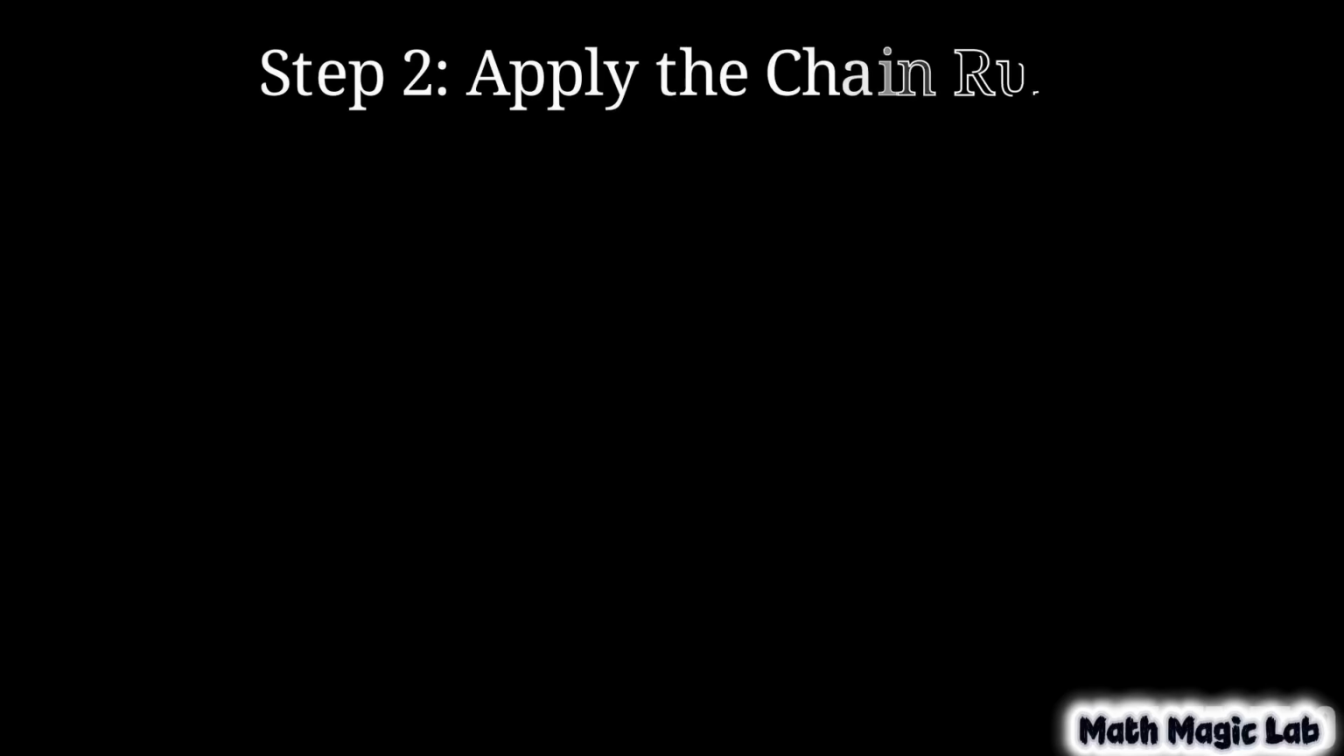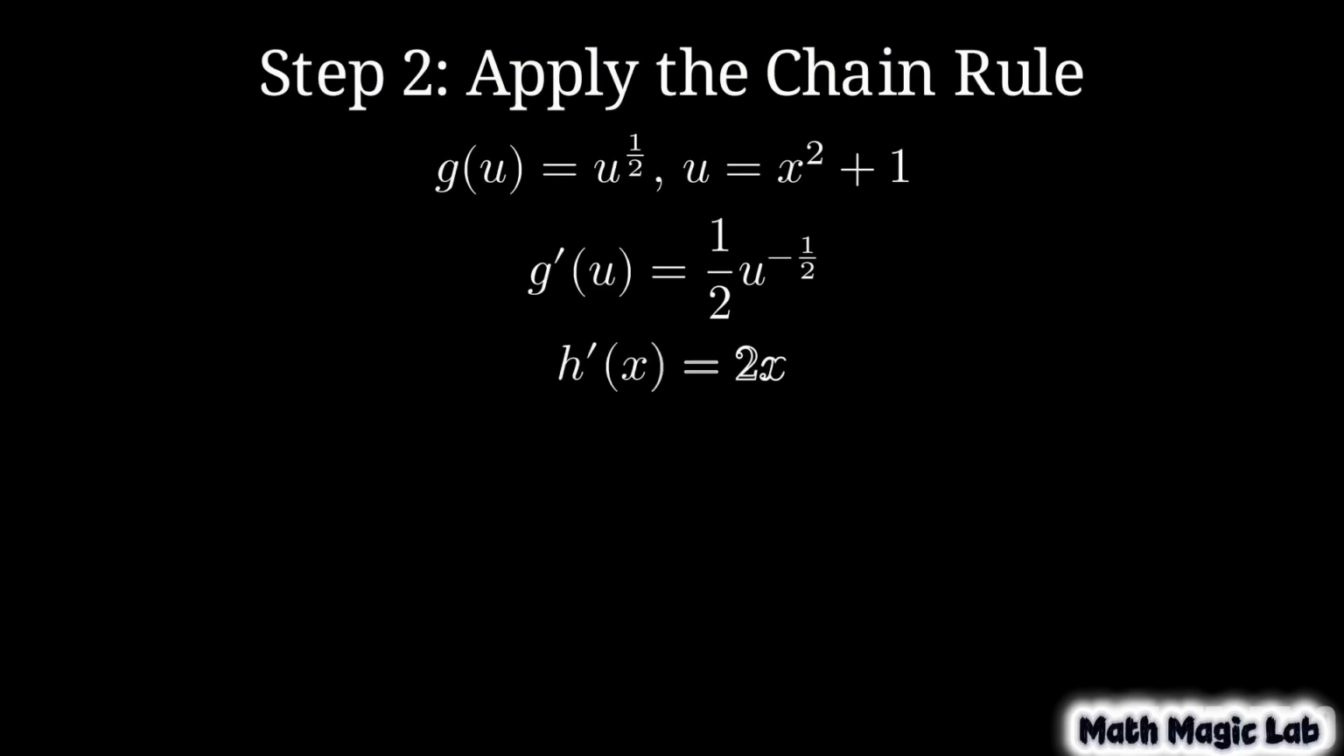Now we apply the chain rule. We define our outside function g of u as u to the 1/2 power, and our inside u as x squared plus 1. Differentiating the outside gives us 1/2 times u to the negative 1/2, while the inside derivative is simply 2x. Multiplying them together, we get our raw derivative. It looks complex, but we are just one simplification away from the finish line.